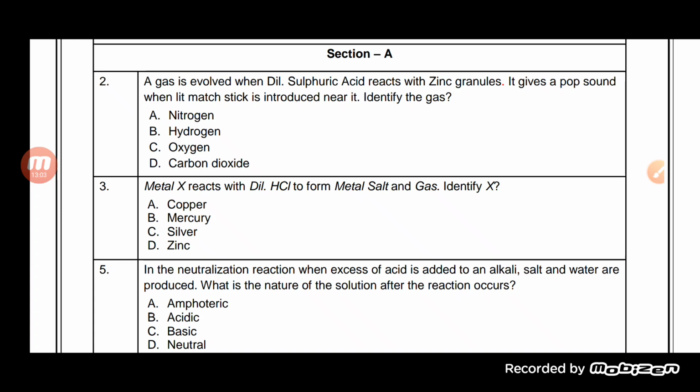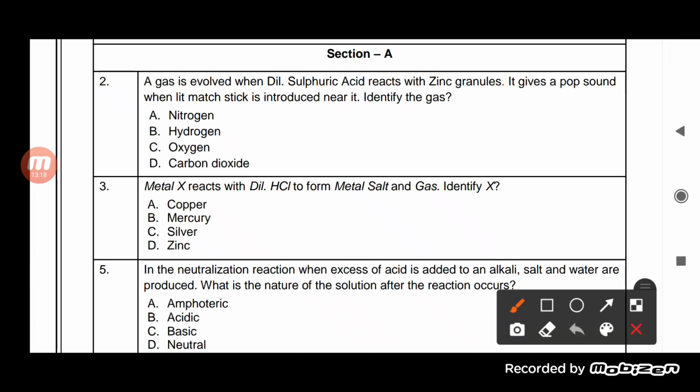So what kind of gas is it which produces the pop sound? This is the detection of hydrogen gas, which produces the pop sound. So for the answer, you can see nitrogen, hydrogen, oxygen or carbon dioxide. It will be hydrogen which produces the pop sound.